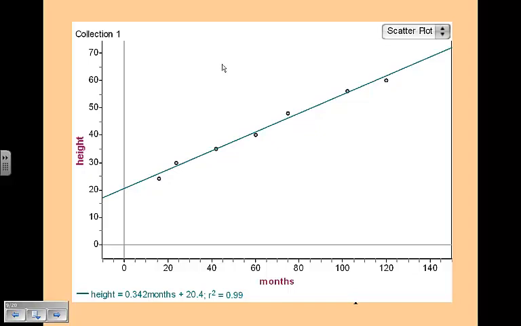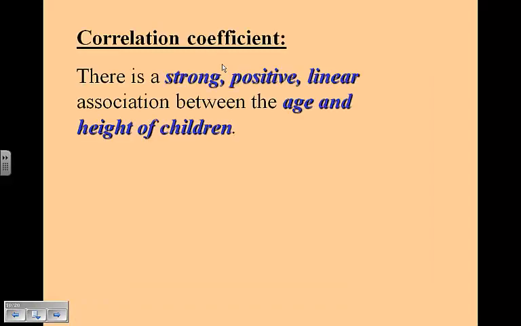And Fathom gives you the r-squared value. It does not give you the r value. So on Fathom, you would have to actually use your calculator to take the square root of 0.99. On your calculator, it should have given you the square root, which was 0.994. So interpretation-wise, what you would write is that there is a strong positive linear association between the age and the height of children. Strong because it was 0.99, positive because it was going upward, and linear because it made a straight line, and then the context is the age and the height of the children.